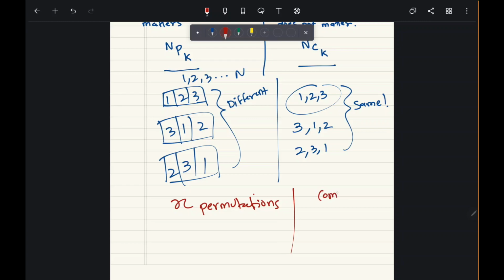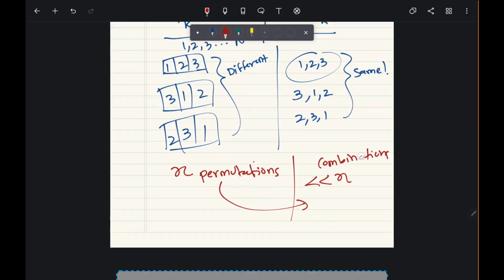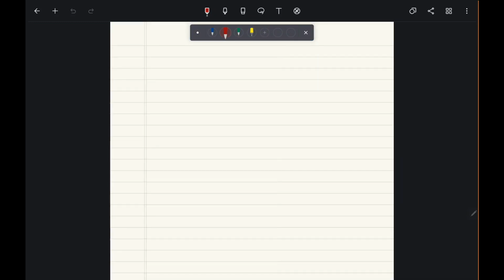For combinations you will have much less than x, because a lot of the permutations count as repeated cases, or the same case as far as combinations are concerned. So how many cases are actually repeating? Let's say you are choosing k items out of a total of n items. In permutations, nPk would have been n factorial upon n minus k factorial. And out of these, how many cases are repeating?